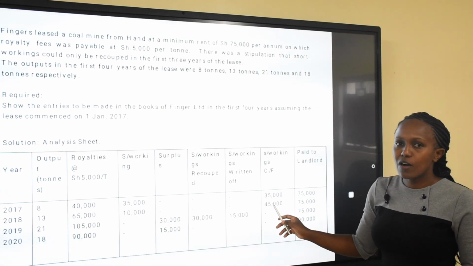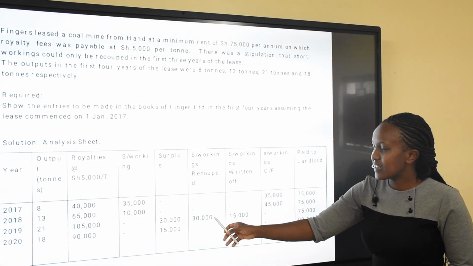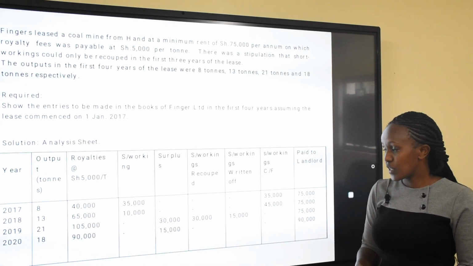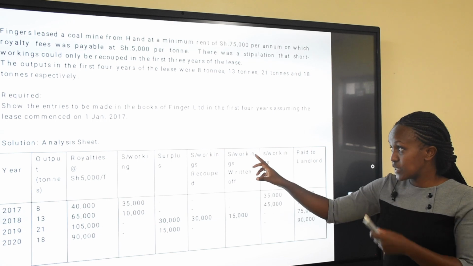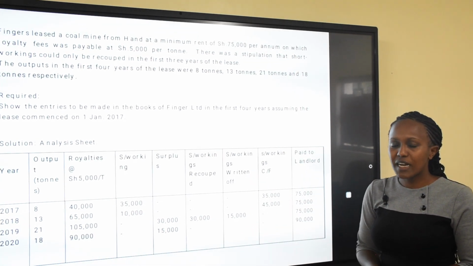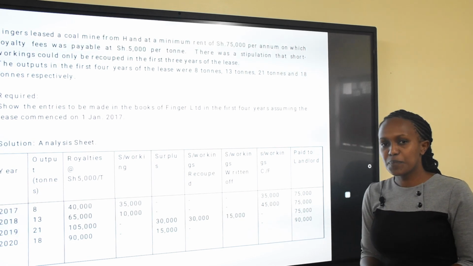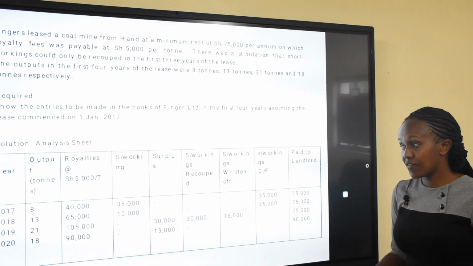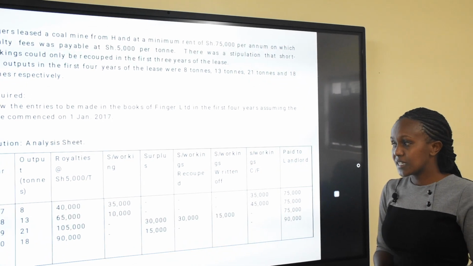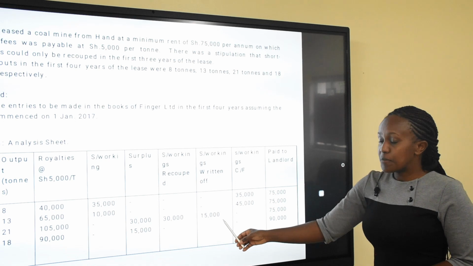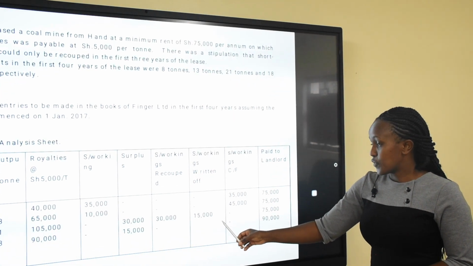We are going to recover 30,000 out of it, but now the remaining 15,000 is irrecoverable. So the remaining 15,000 is what we have written here as short workings written off. Why are we writing off? We are writing off because this is the third year. The right to recover has expired. We can no longer recover the short workings, but at least we are able to recover 30,000. The remaining 15,000 is going to be written off.